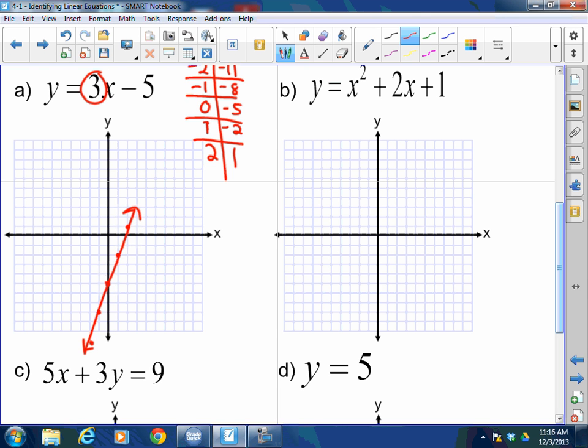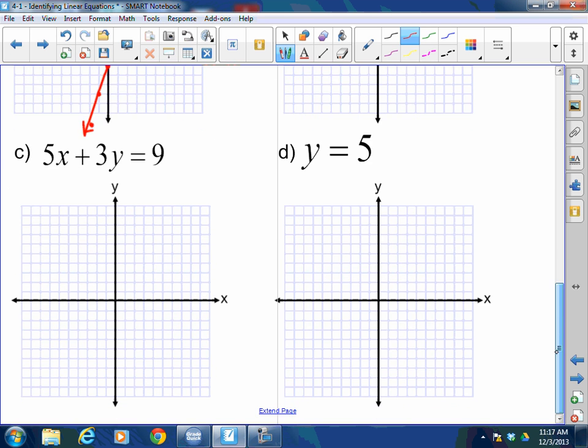Okay? Next. Y equals x squared plus 2x plus 1. Is that linear? No. Why is it not linear? Because x has a power of 2. Very good. So this is not linear. We can make a table of values if we wanted to, but I said only graph the linear ones. So that would be not linear.